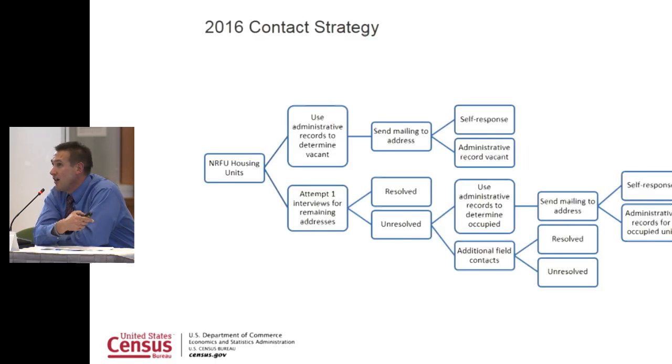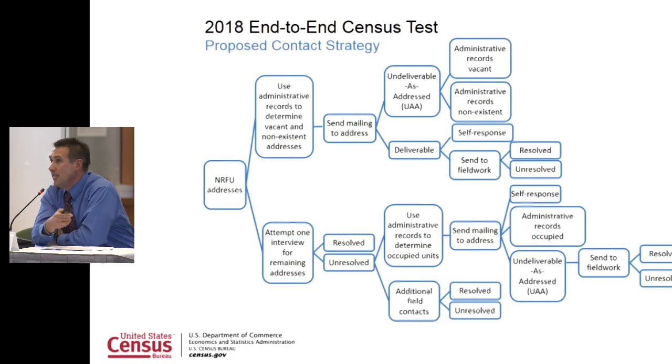So again, this is our 2016 strategy, which I went over earlier. What are we doing differently in 2018? Our proposal for 2018 is that, along the top, for administrative records vacant and non-existent addresses, in the middle of May we will proceed to send that mailing. But we are going to use the delivery information, the UAA information from that May mailing, as extra information to determine our field work.